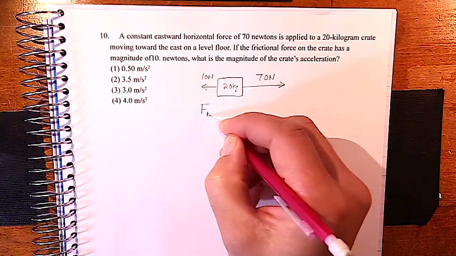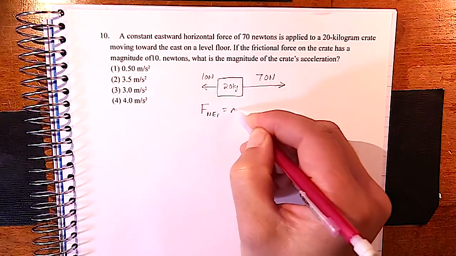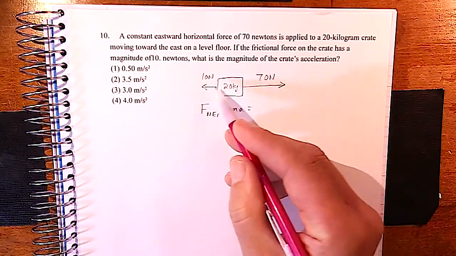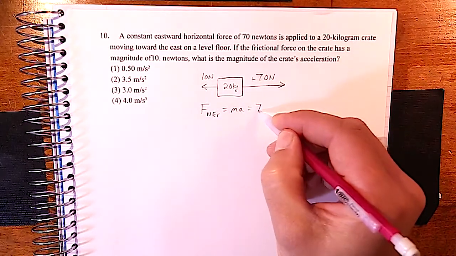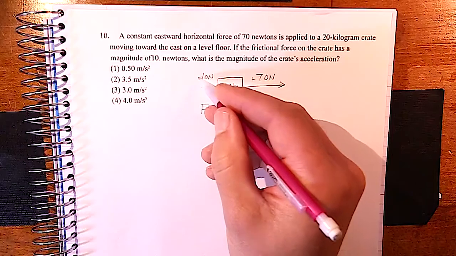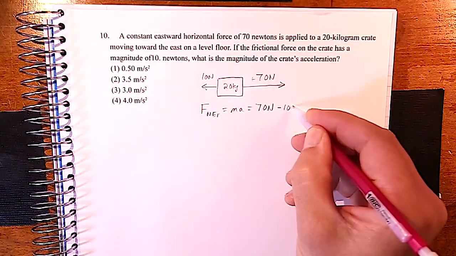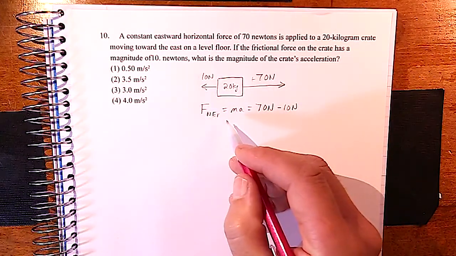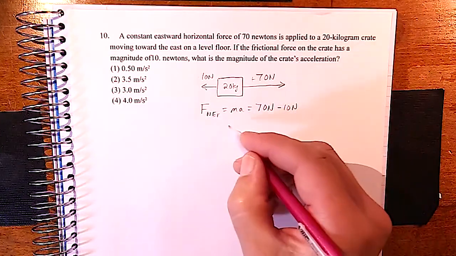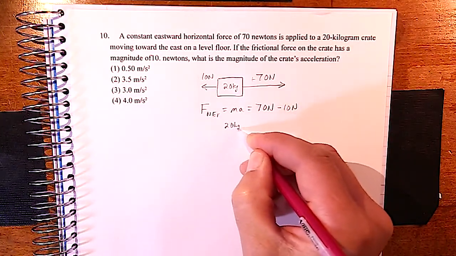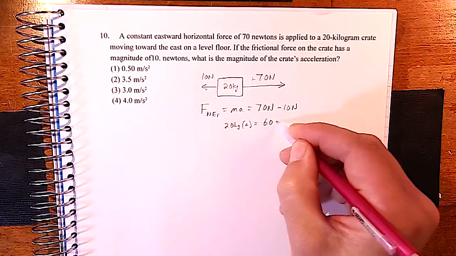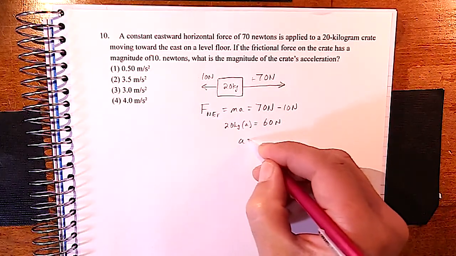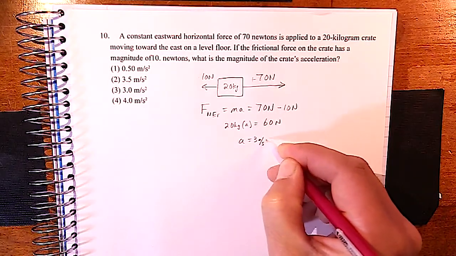So that's going to be F net equals ma equals, now we sum the forces. We'll call to the right positive, so that's going to be 70 newtons. To the left is negative, minus 10 newtons. The mass of the block is 20 kilograms, so that's going to be 20 kilograms times a. 70 minus 10 is 60, and 60 divided by 20 is 3 meters per second squared.